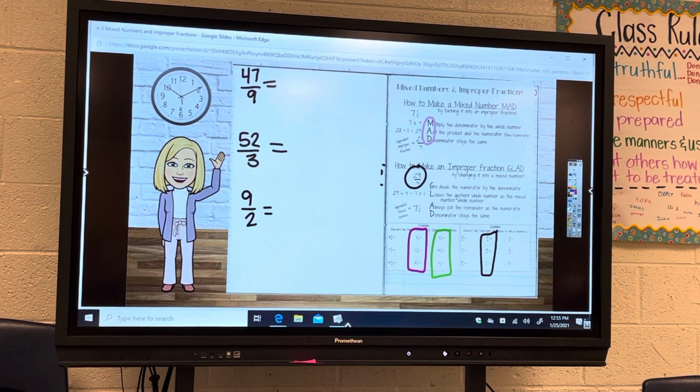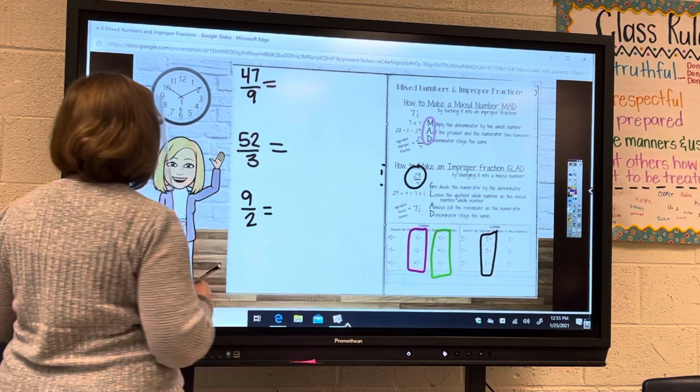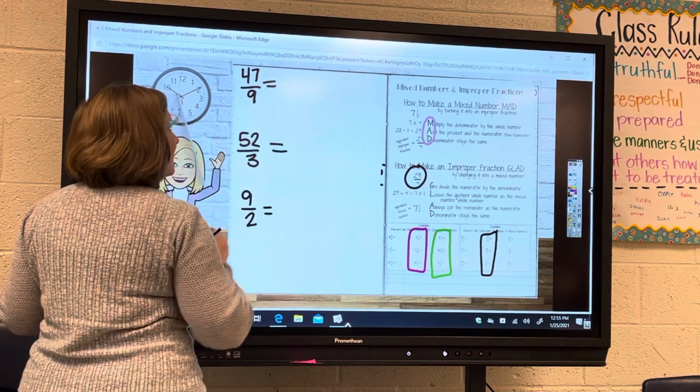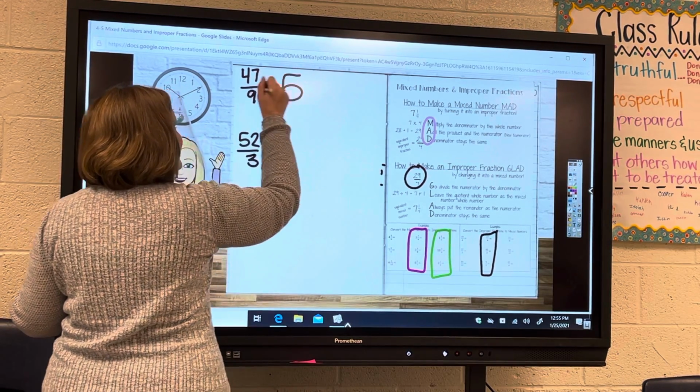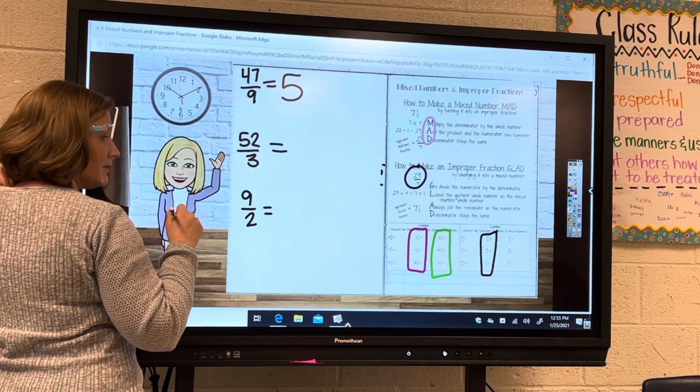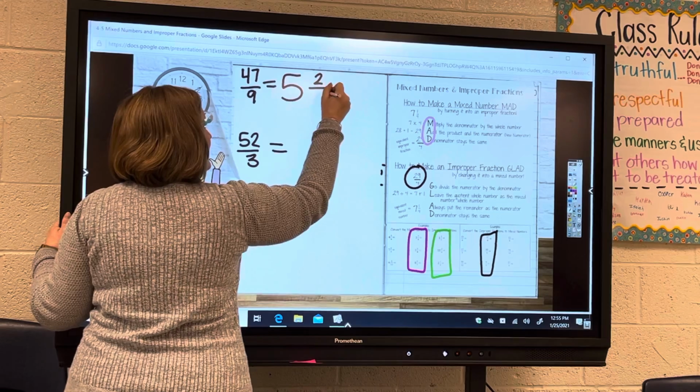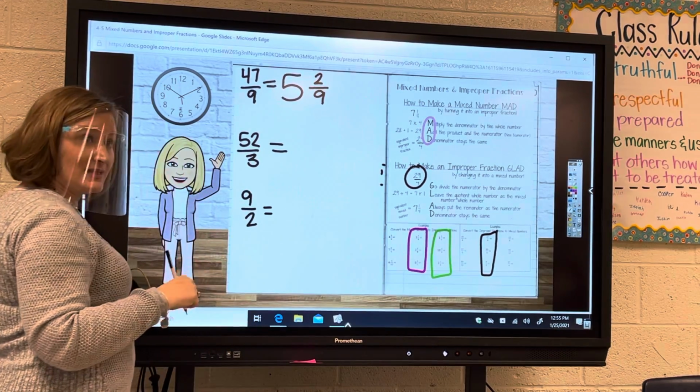How many times will 9 go into 47? 5, because 5 times 9 is 45. So how many are left over? 2. And my denominator stays the same.